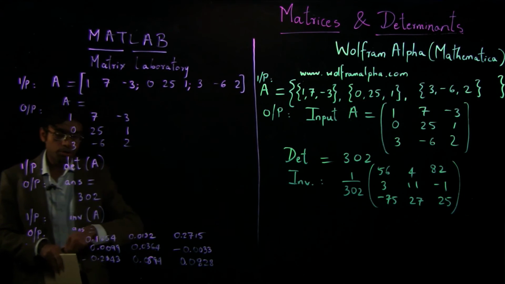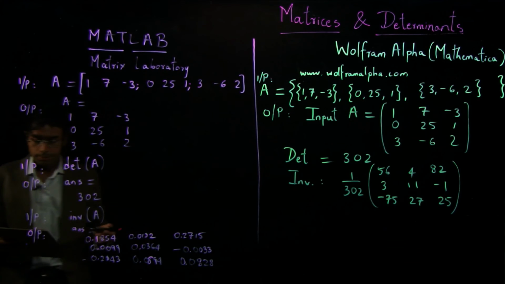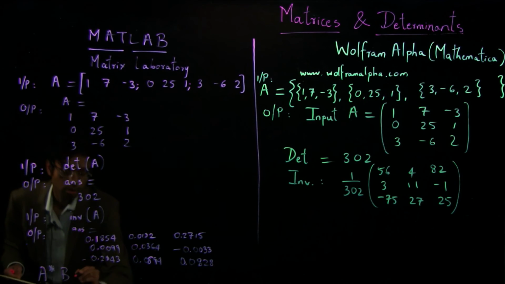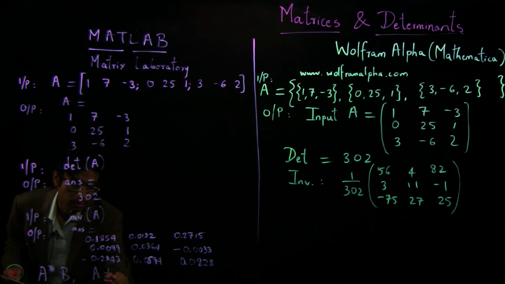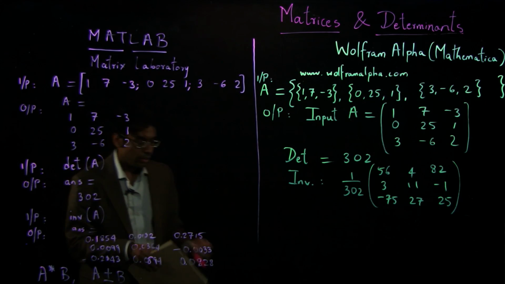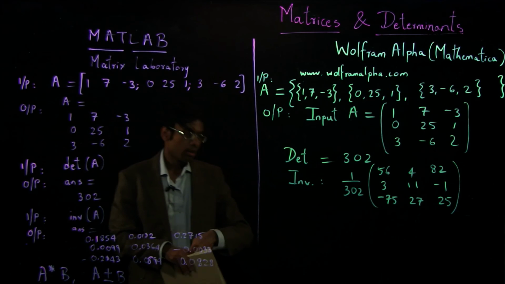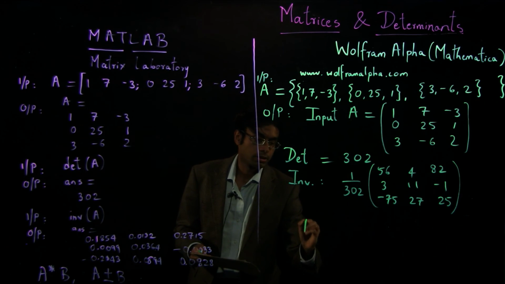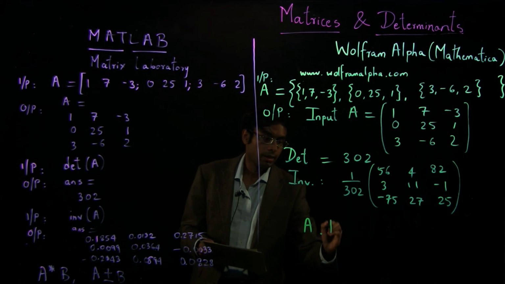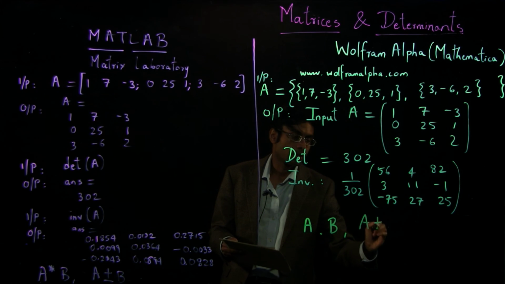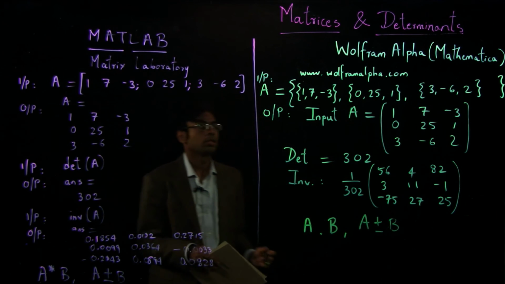And then for doing ordinary operations in Matlab, the simple commands are A star B for matrix multiplication, or A plus or minus B for addition or subtraction of 2 matrices, whereas Mathematica works slightly differently. It would be A dot B for multiplication and A plus or minus B for addition.